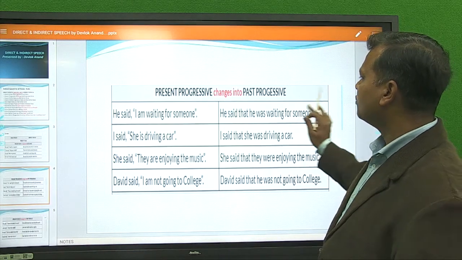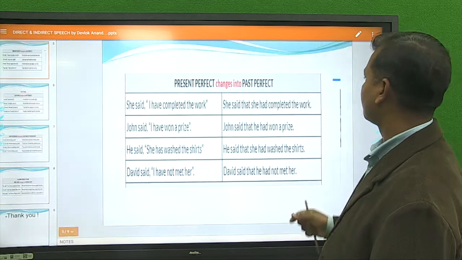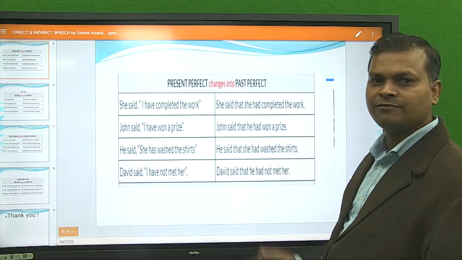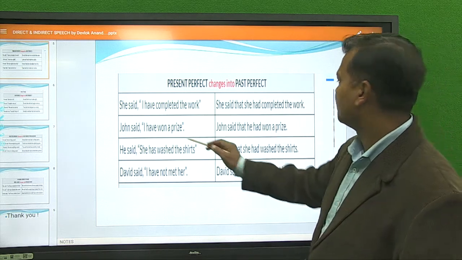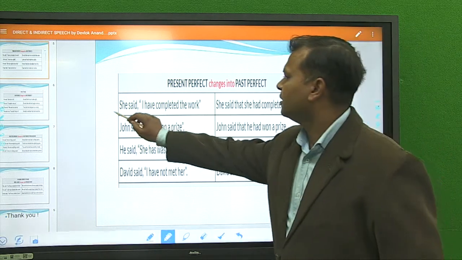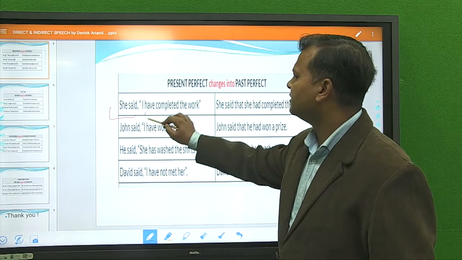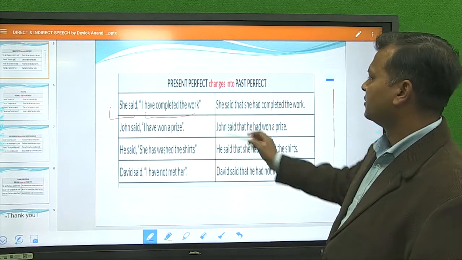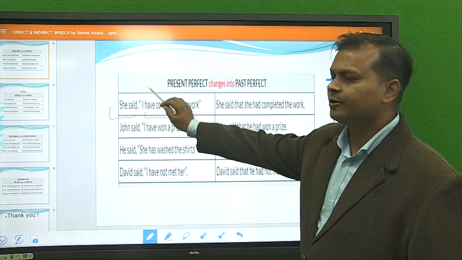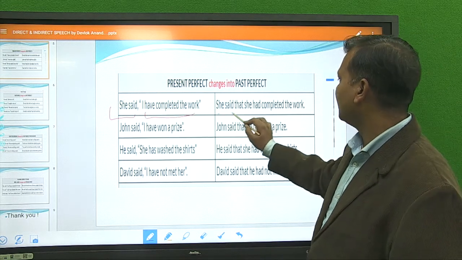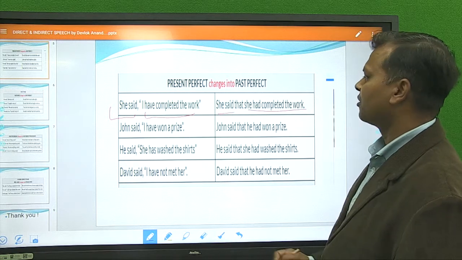Present progressive changing into past progressive, that we have done. Present perfect changing into past perfect. Let us see. She said, "I have completed the work." Dear students, this is the reporting verb and this is the reported speech. She said that she had completed the work. "I" is the first person, will change according to the subject. So she said that she had completed the work.